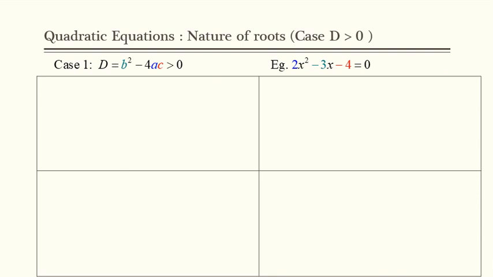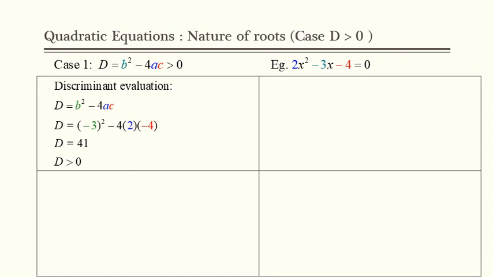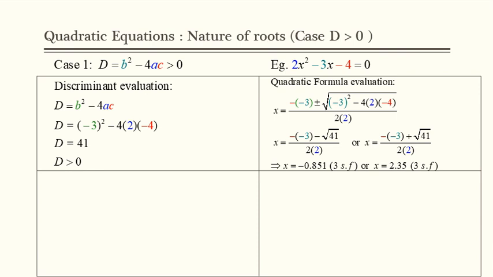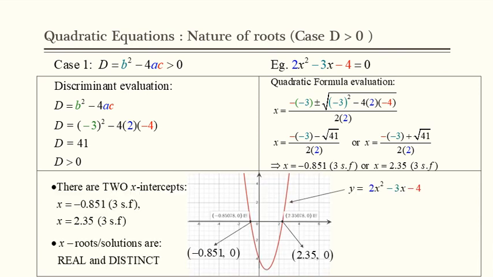Let us look at the cases for the discriminant d. Consider the equation 2x squared minus 3x minus 4 equals 0. Calculating the discriminant as -3 all squared minus 4 times 2 times -4, we have d equals 41. Here we have case 1, where the discriminant is positive. This means that the quadratic formula has the value 41 under the square root and produces two different solutions for x. The function will cut the x-axis at 2 points.